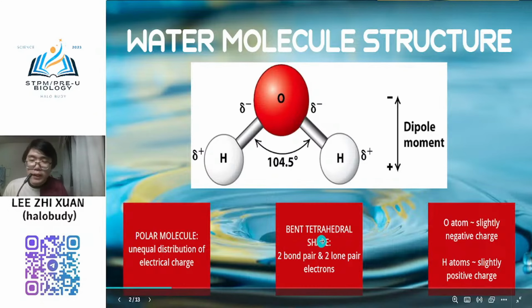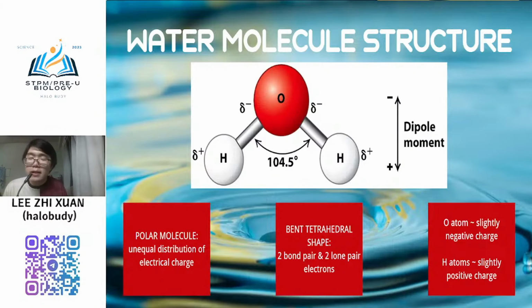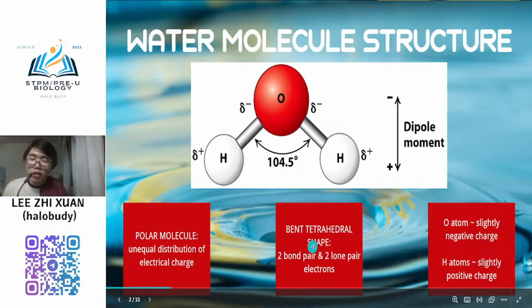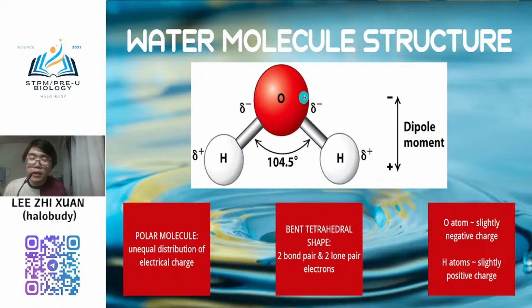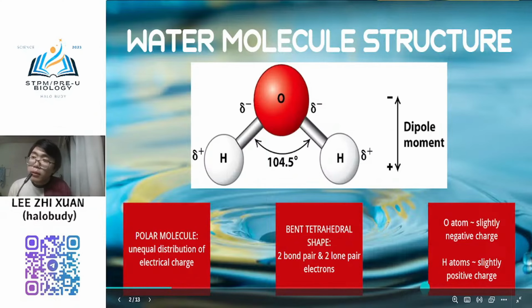That is the theory, but this is not a chemistry class. So in biology, you just need to know that the chemical structure of the water molecule is a bent tetrahedral shape. Why? Because it contains 2 bond pair electrons and also 2 lone pair electrons. The lone pair electrons are on the outside, and this will form the bent tetrahedral shape. Due to all these reasons, we consider water as a polar molecule.